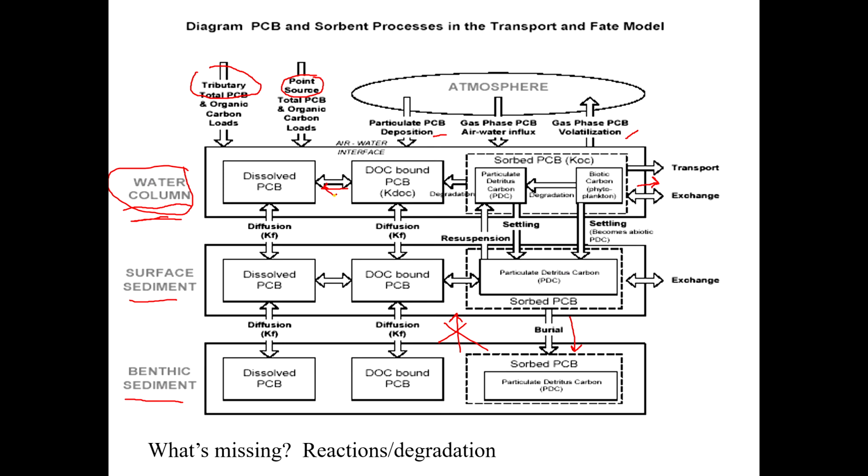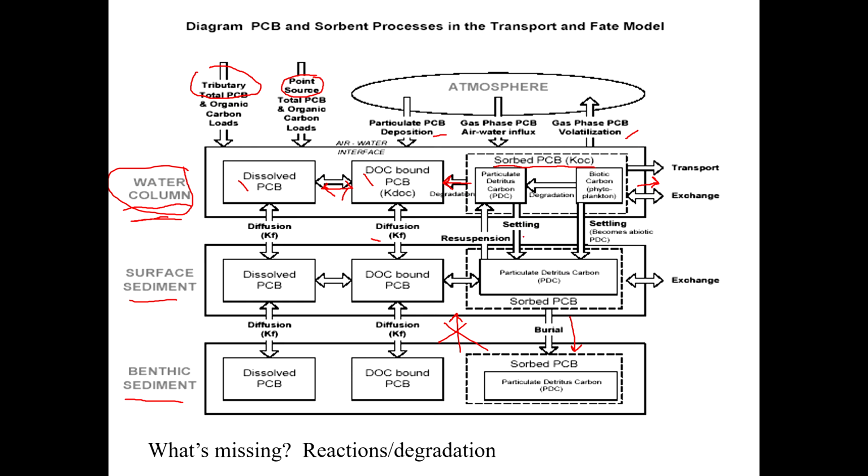So this is a partitioning between the dissolved phase and the DOC. We have partitioning back and forth between the DOC and the sorbed phase. We've got settling and resuspension and diffusion. All of these processes depend on the physical chemical properties of the chemical. The amount of the chemical that stays dissolved versus the amount that's bound to DOC versus the amount that's sorbed all depend on the physical and chemical properties of the chemical.